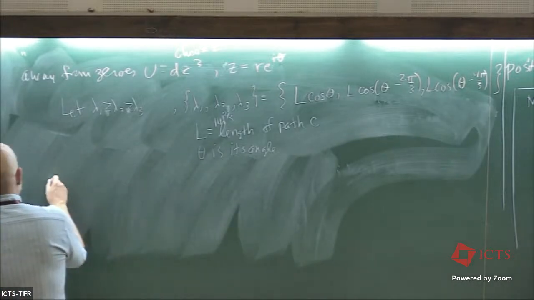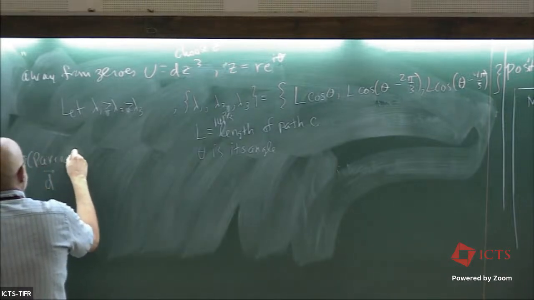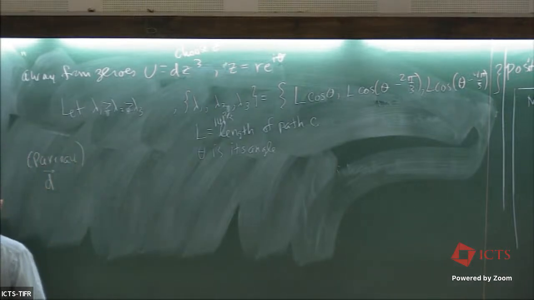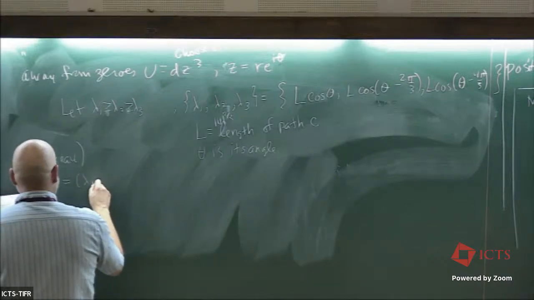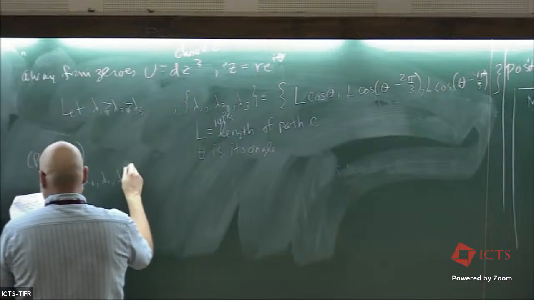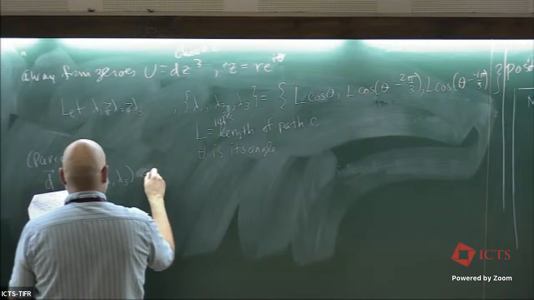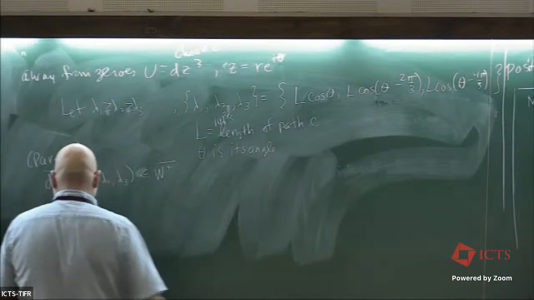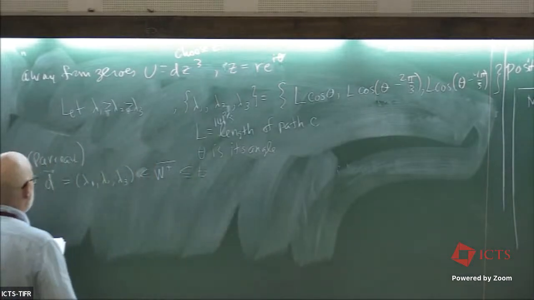So now we're going to have a distance. This is due to Pérot, a vector valued distance, which is going to be lambda 1, lambda 2, lambda 3. This is going to live in the closure of the positive Weyl chamber inside of the maximal torus.